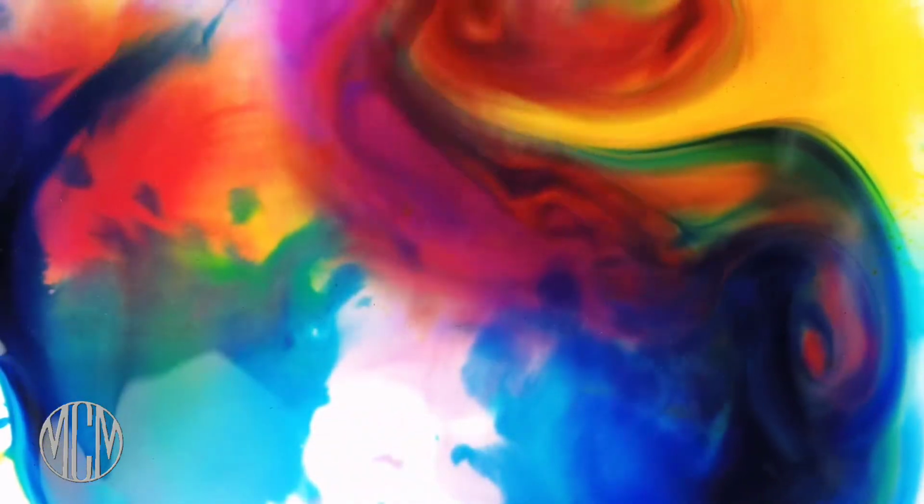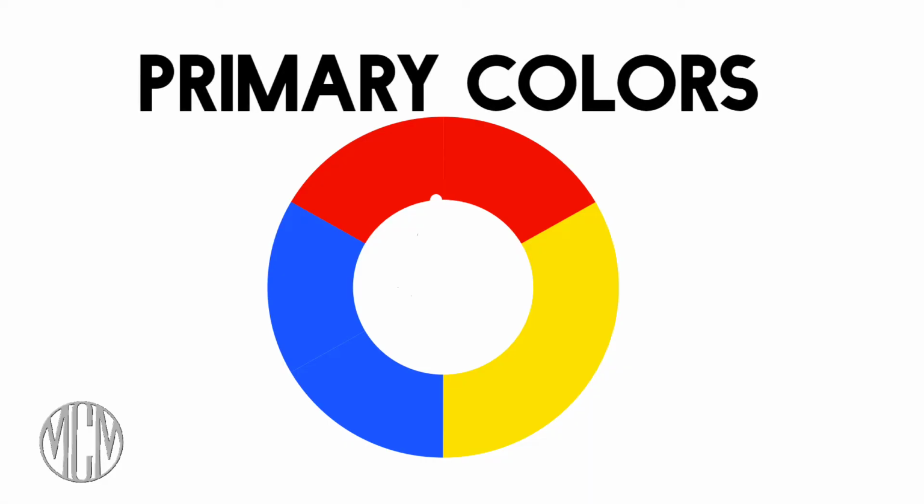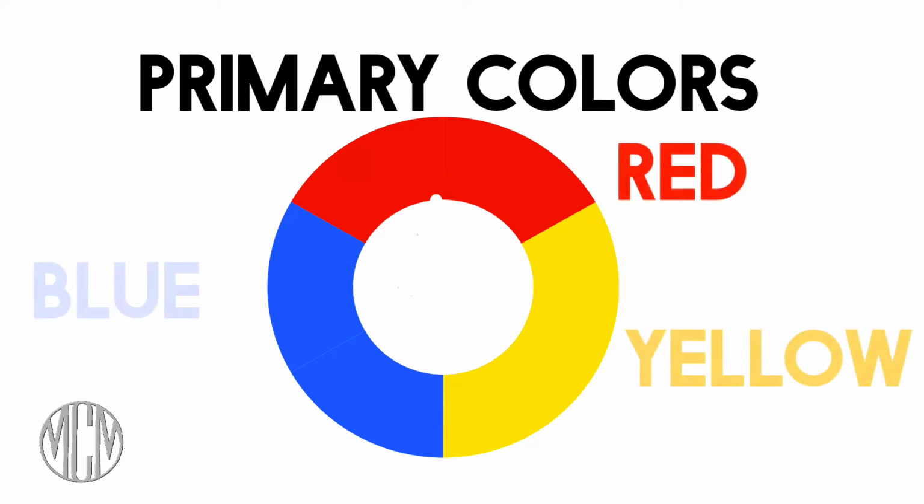The first thing we need to talk about are primary colors. Your primary colors are red, yellow, and blue. Now technically, you should be able to make any color from these primary colors plus white and black. You might ask, if I can create any color from the three primary colors, why do all the paint sets and pencil sets come with multiple colors in each set?